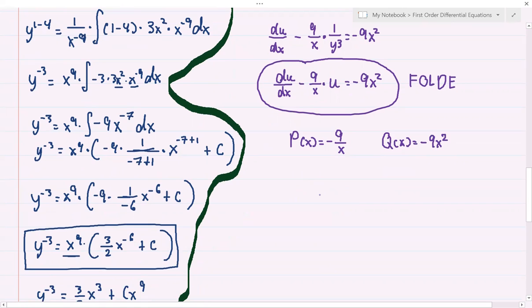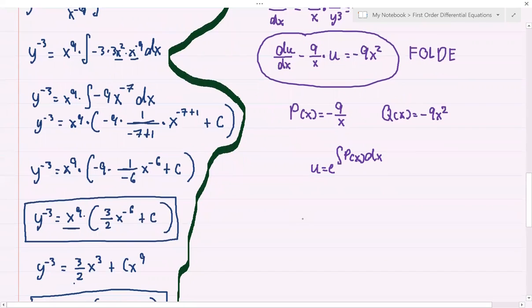So what is the formula to find the integrating factor? The formula to find the integrating factor in a first order linear differential equation is u is equal to e raised to the integral of p of x. Okay, that is your integrating factor. Then after you find your integrating factor, you're going to use this formula, which is u times y equals the integral of u times q of x.